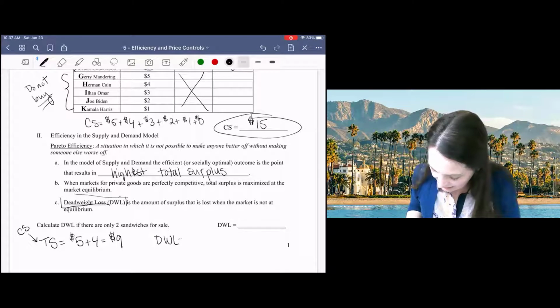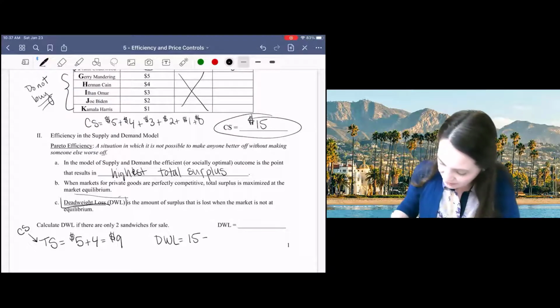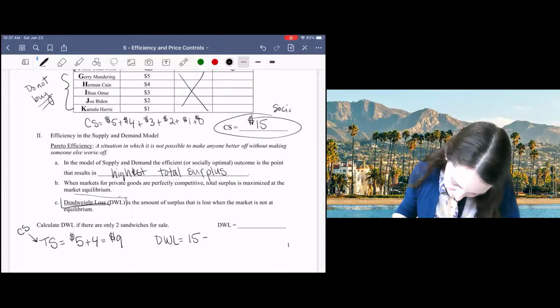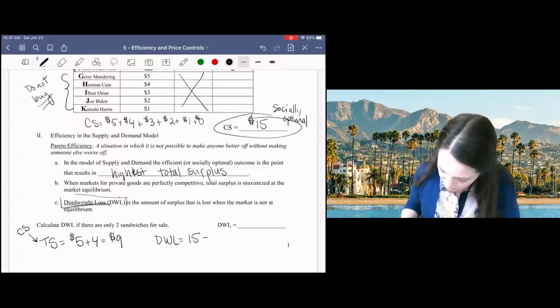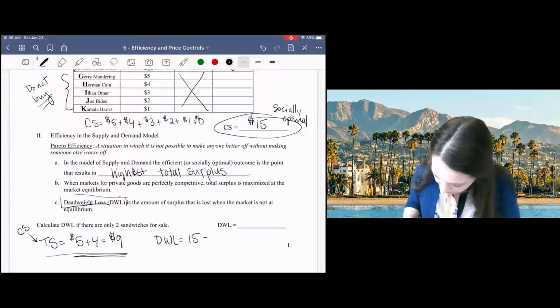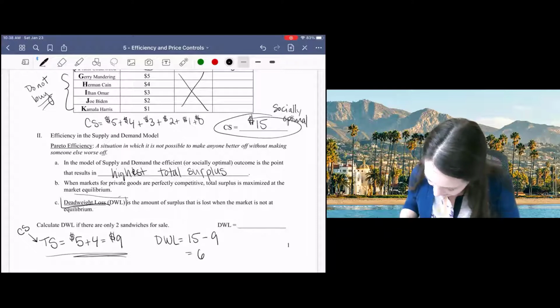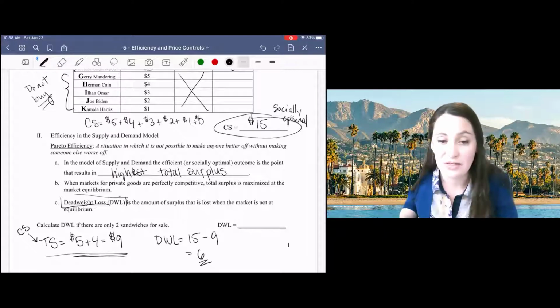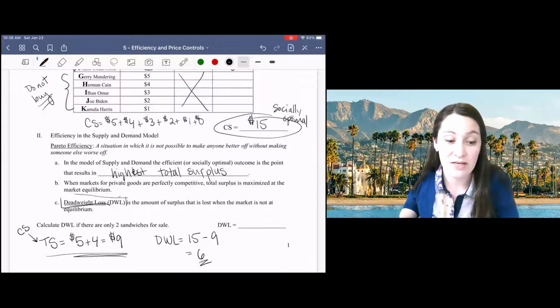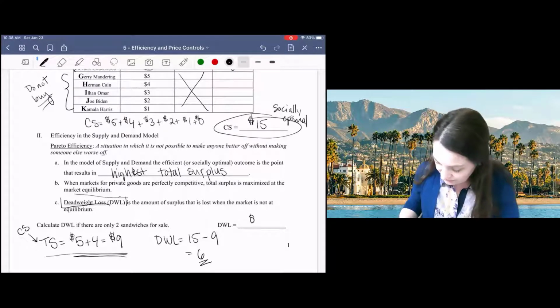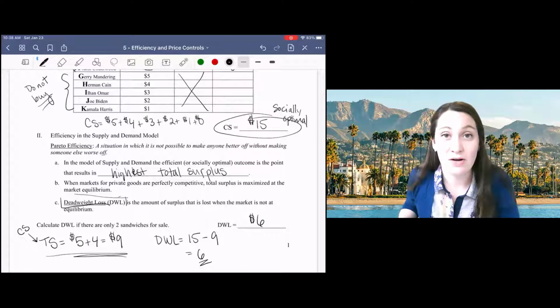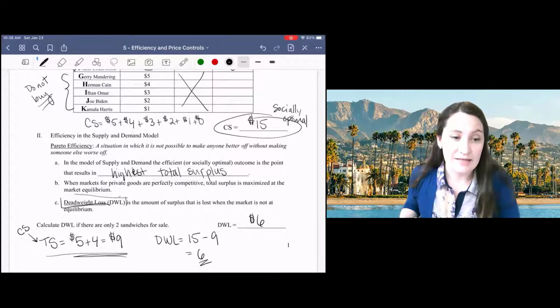And we can calculate that by taking the difference between total surplus at the socially optimal outcome and total surplus where we are. So you can see that having only 2 sandwiches for sale results in a decrease in surplus of $6. That's what we call our deadweight loss. And we'll calculate this in a similar way in future examples.